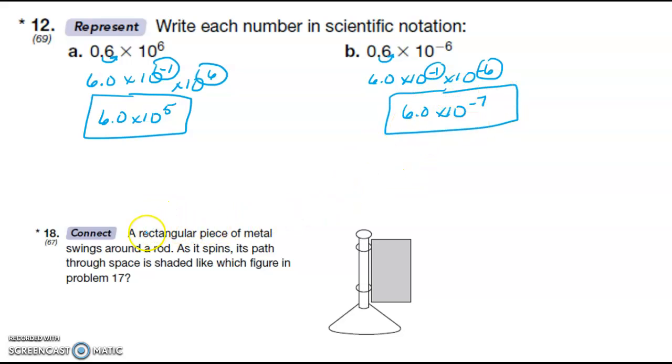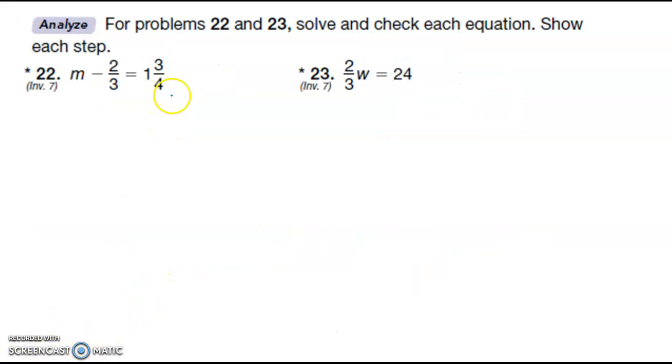Okay, number 18. A rectangular piece of metal swings around a rod as it spins in its path. Which figure should it look like? It should look like a cylinder. They're trying to get you to use math words for 3-dimensional solids.